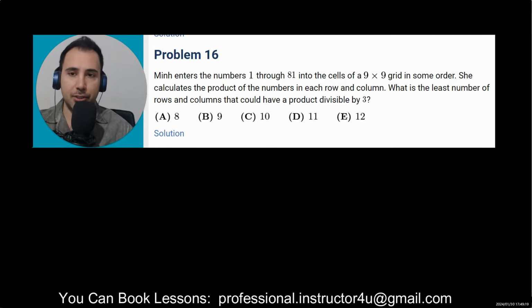Now, let's read the question together, and I'm going to talk about the strategy we need to use for a question like this. Min enters the numbers 1 through 81 into the cells of a 9 by 9 grid, which is going to be the full grid. All of it is going to be filled. She calculates the product of the numbers in each row and column. What is the least number of rows and columns that could have a product divisible by 3?